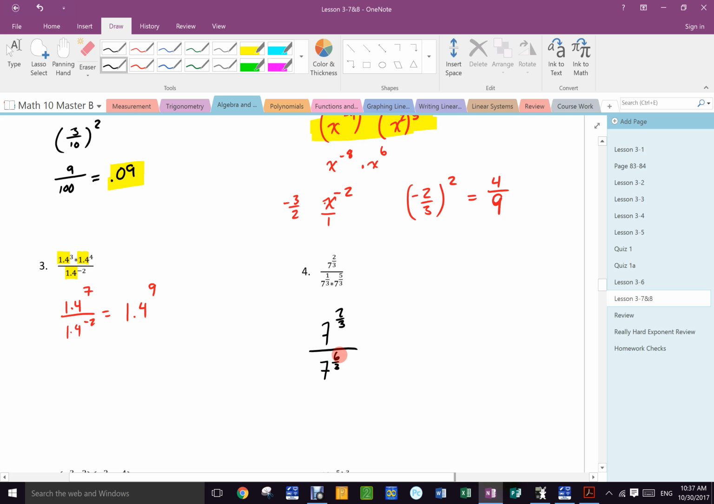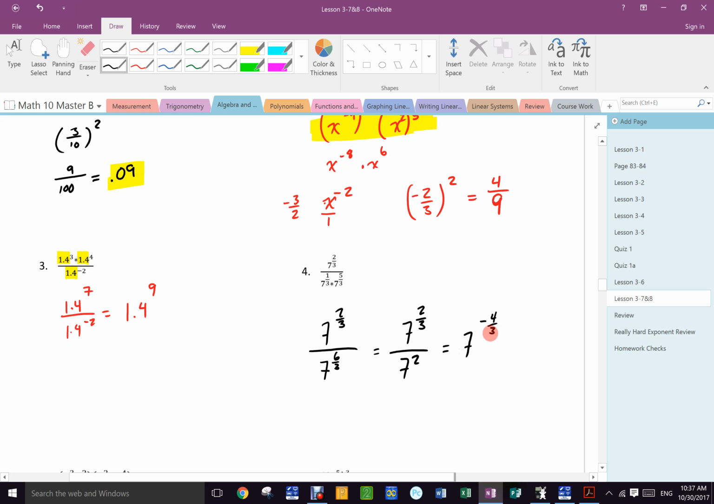6/3. Hey, wait a minute. 6/3? What's that? That's 2, isn't it? 7 to the 2/3 over 7 squared. Okay, what do I do here? Subtract. Well, I know that 2 is 6/3, right? Well, what's 2 take away 6?